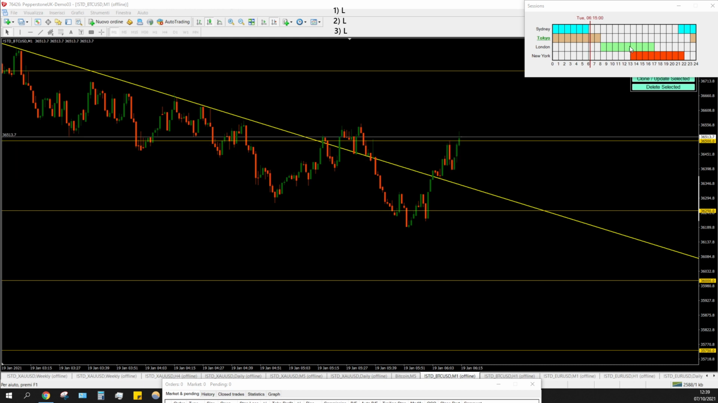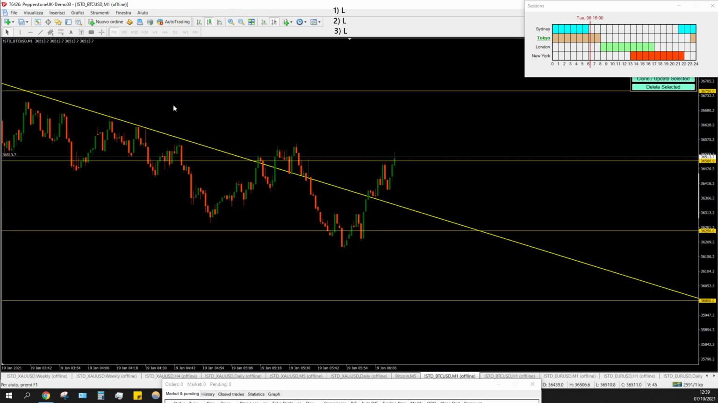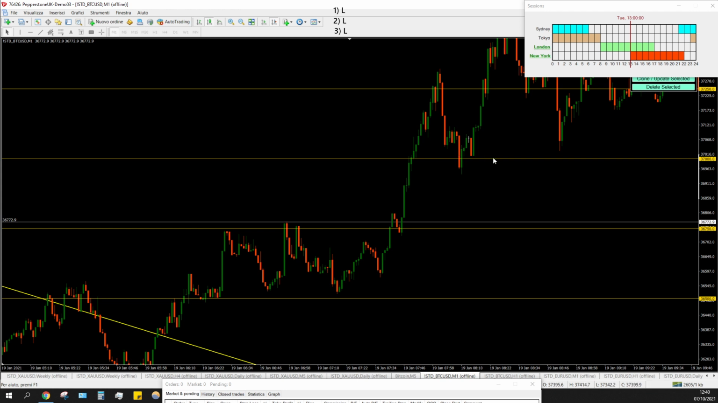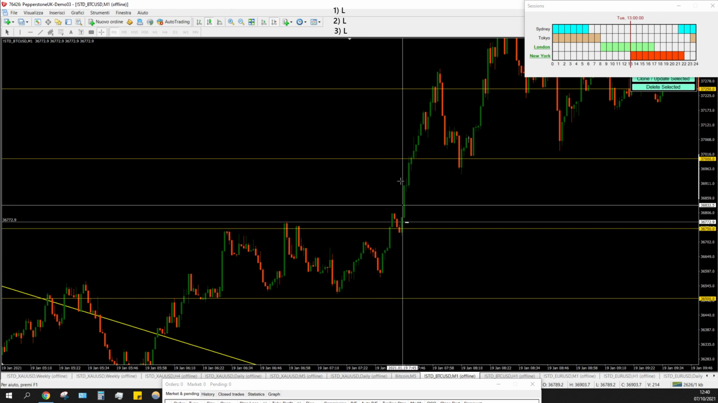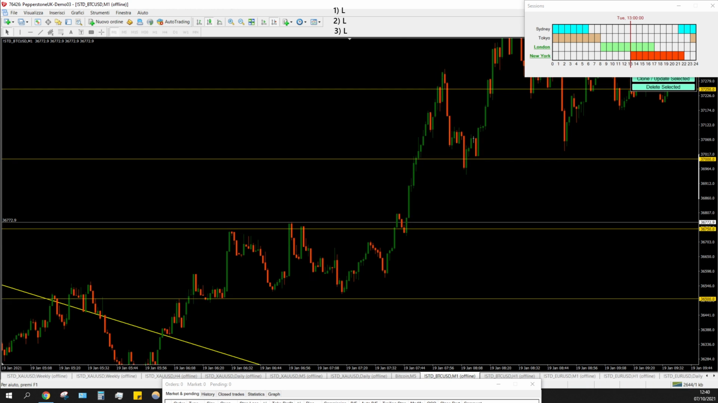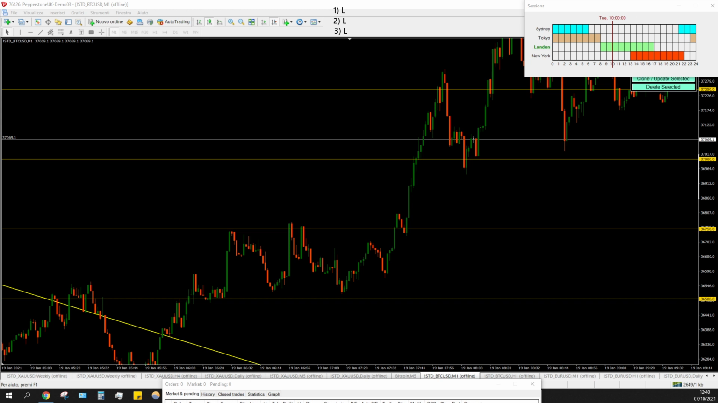So I'm going to jump to New York to see if we have any good opportunity. New York open. So we saw, during this London session, a nice break above, break and retest with a nice candle, giving 60 pips. This was actually really nice.